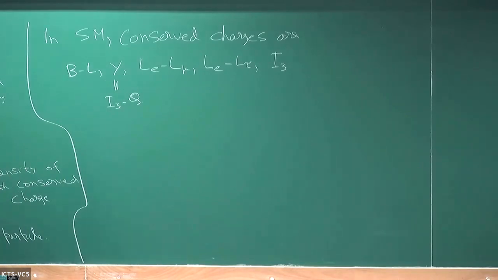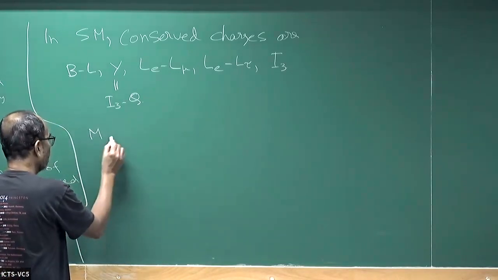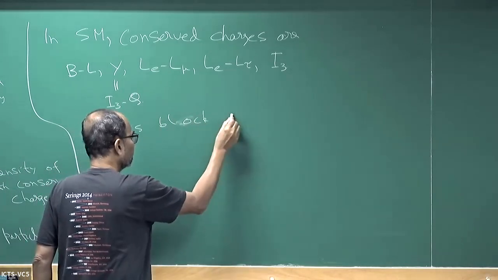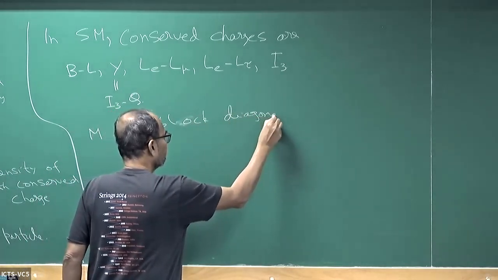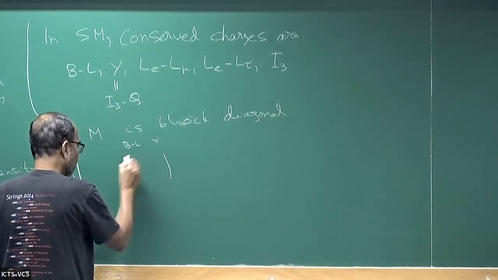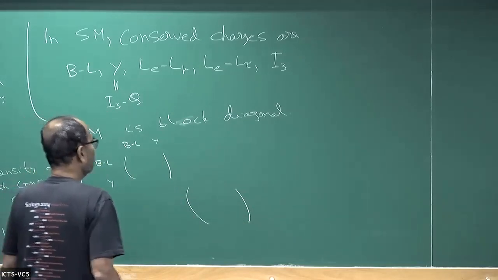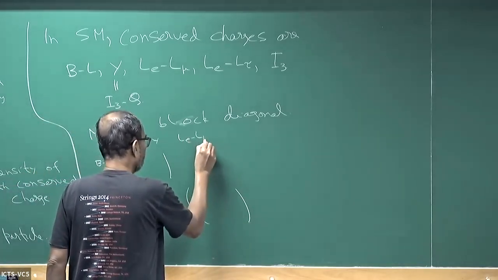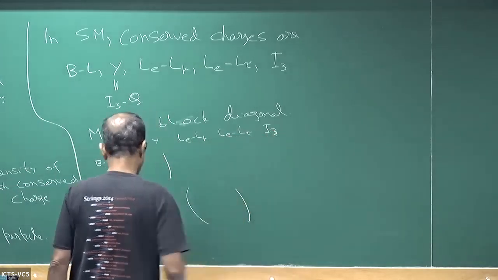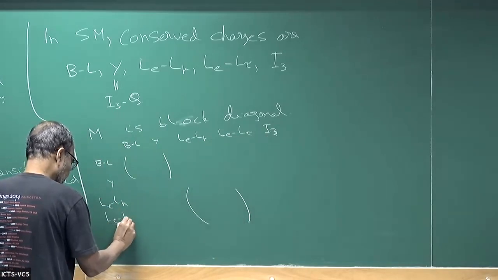First we will try to establish a relation that I mentioned last time, that the matrix M is block diagonal. The 2 by 2 block involves B minus L and Y, and the other block involves Le minus L mu, Le minus L tau, and I3. And similarly here, Le minus L mu, Le minus L tau, and I3.